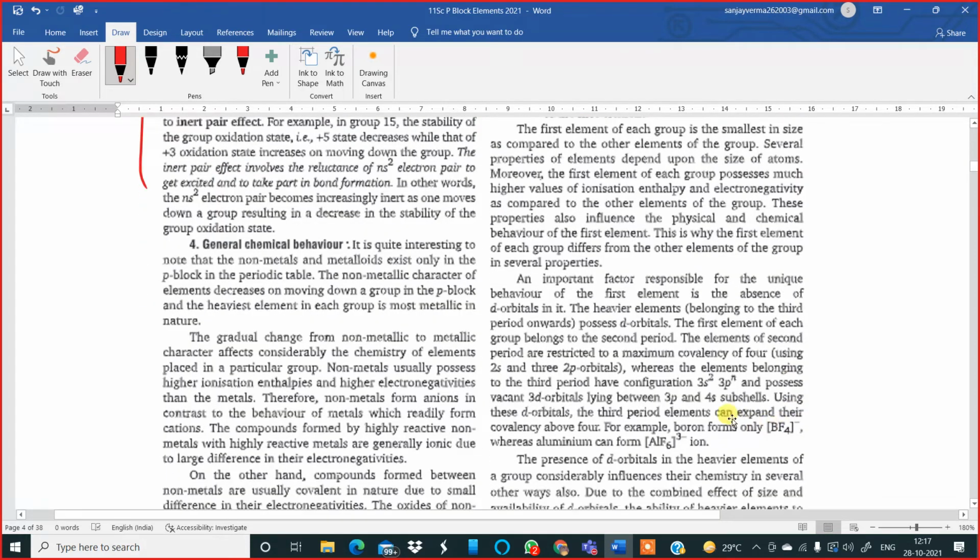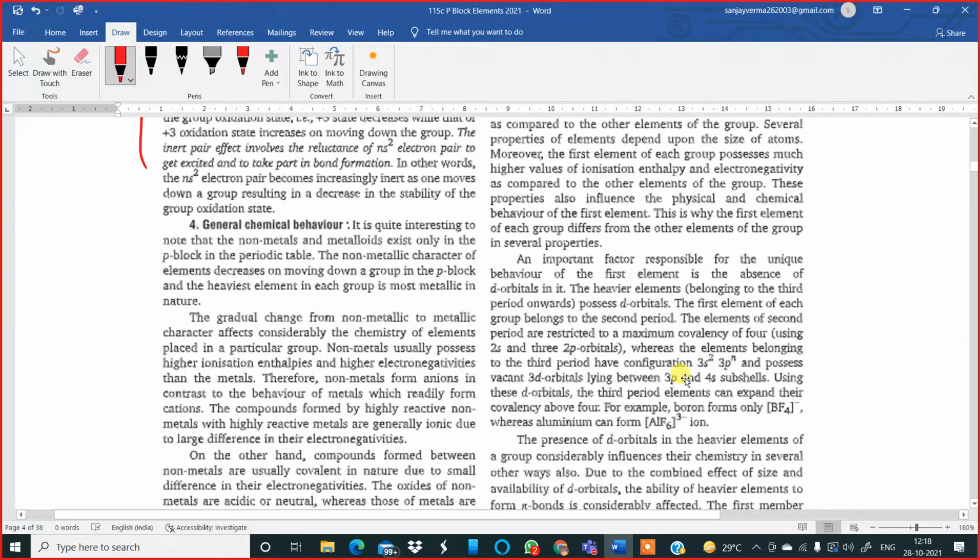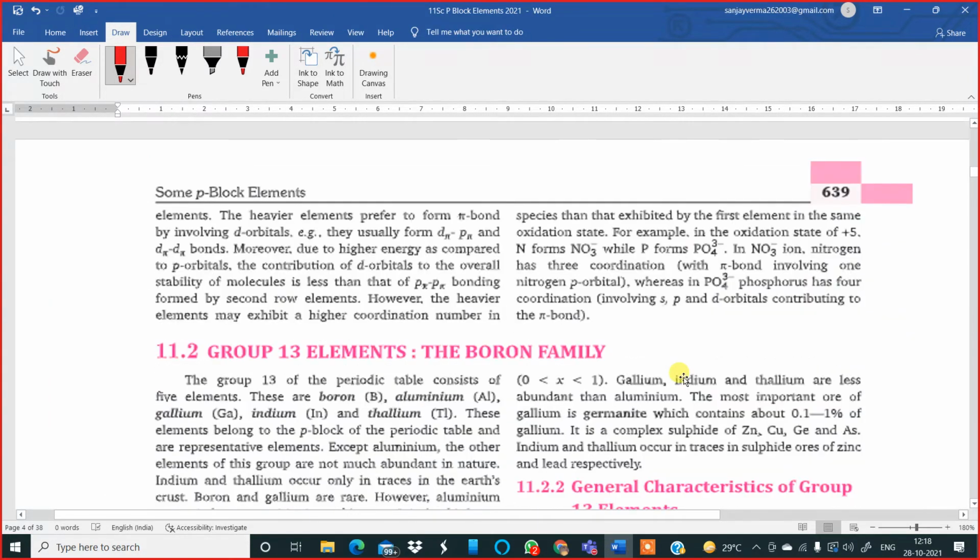Moreover, an important factor responsible for the unique property of the element is the absence of d orbitals. I've already told you, so this part we will not go through. Rather, we'll move to the next topic.